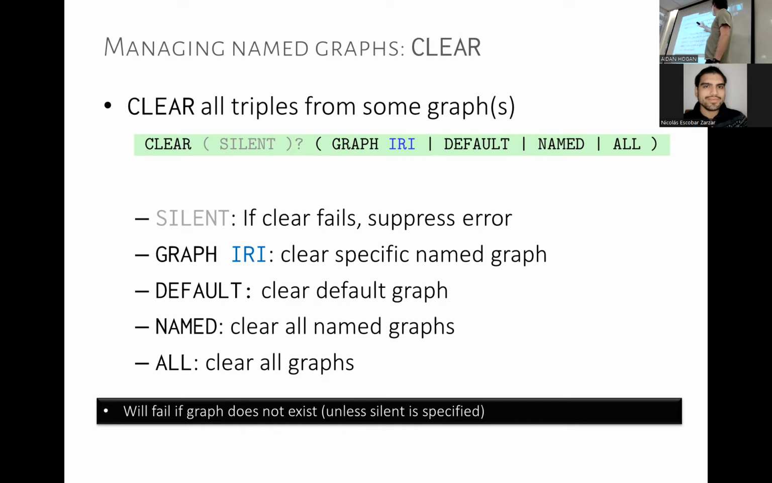So we can clear a particular named graph, we can clear the default graph, we can clear all named graphs, or we can clear all graphs. Yeah? So that just removes everything from the default graph and all named graphs.